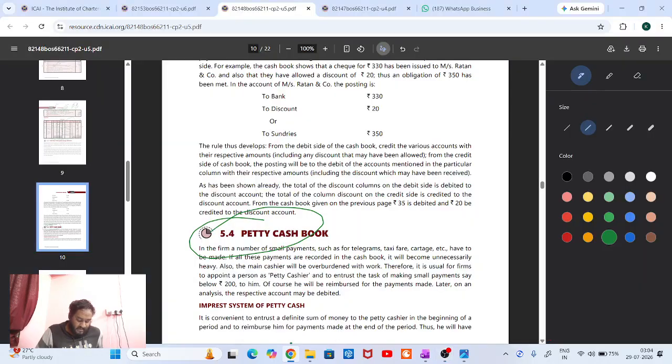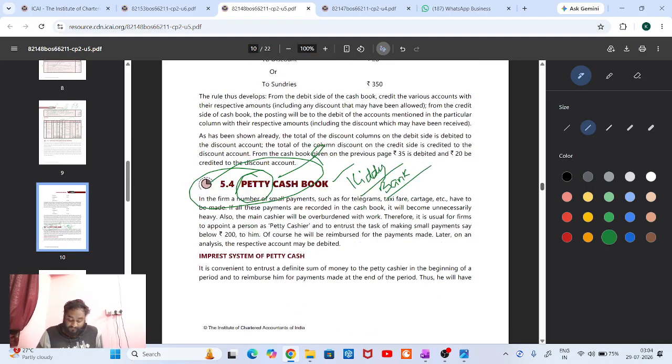And then there is a little concept as petty cash book. What do you mean by petty cash book? Petty means small. For example, it is like a kiddie bank for expenses that are to be incurred, which are handy expenses.